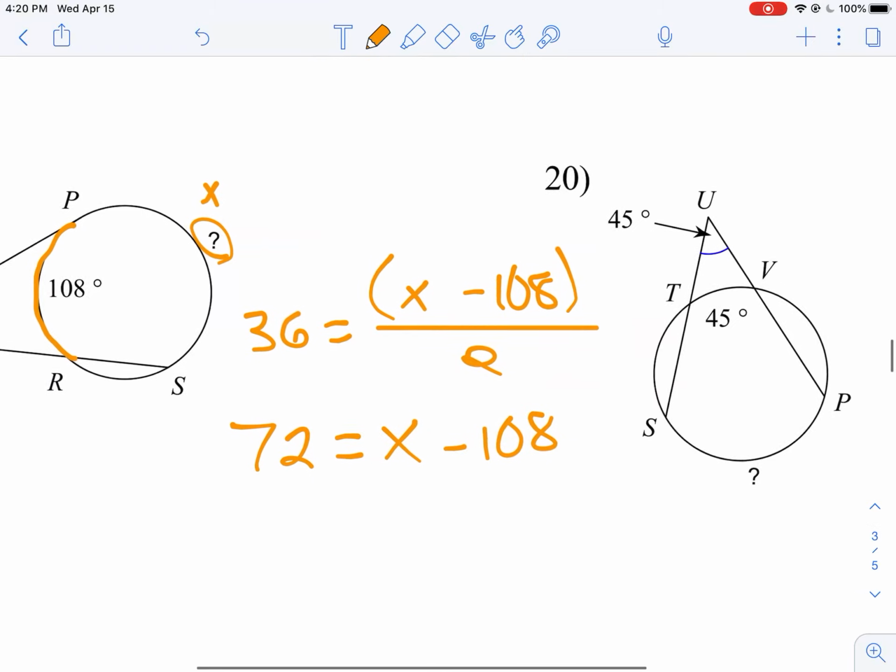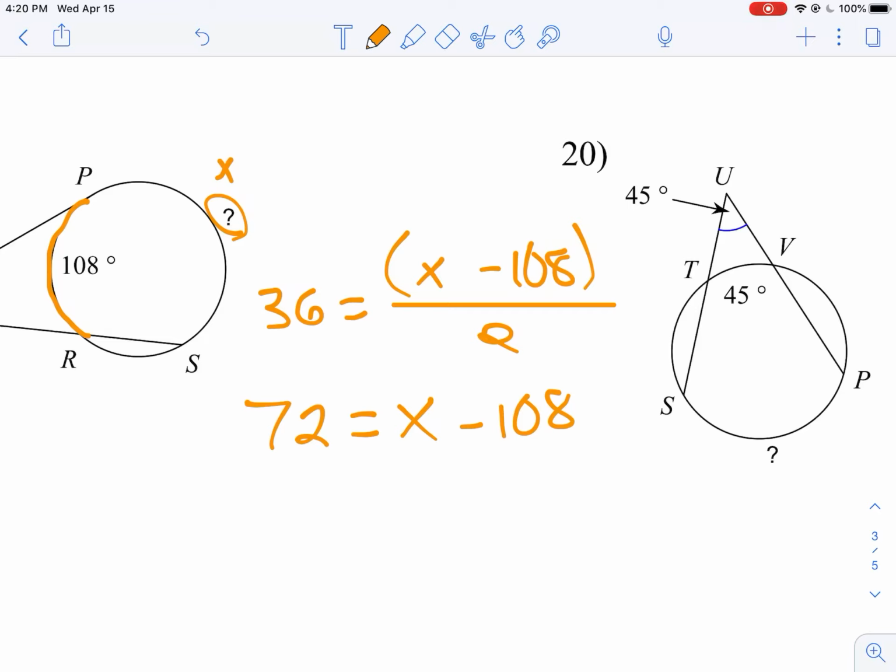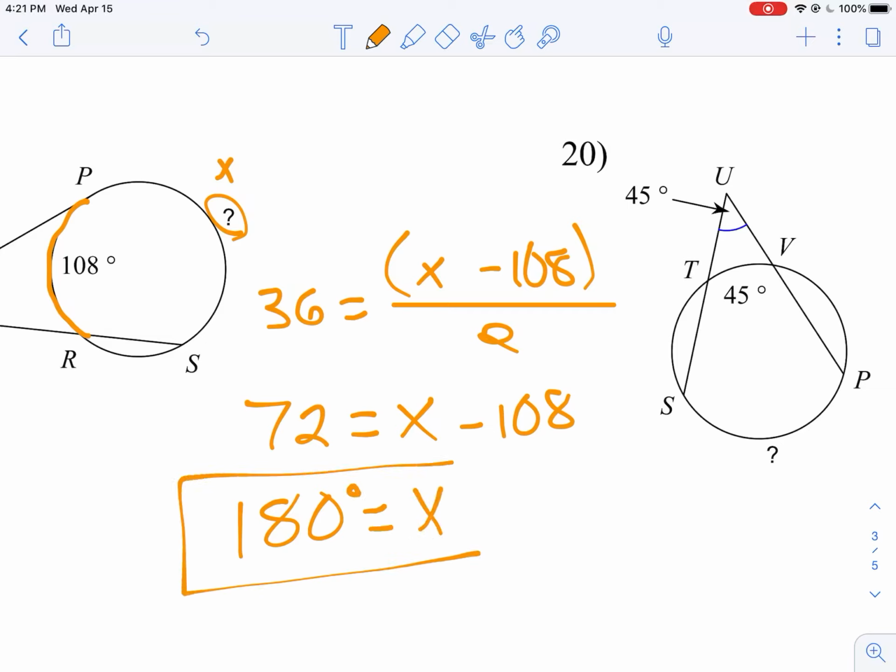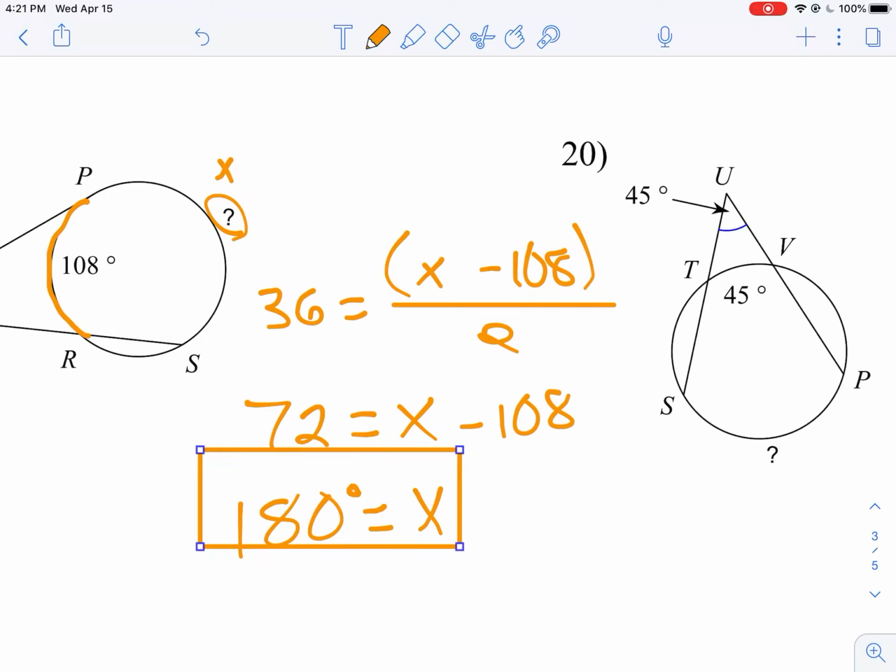And now this is actually only one step from here. I just add 108 to 72. So I get 180 equals x. So the big arc in this case is 180 degrees. Ooh, that's cool.